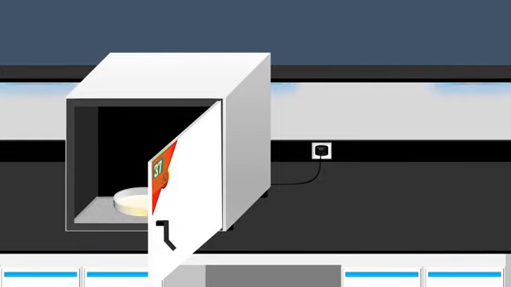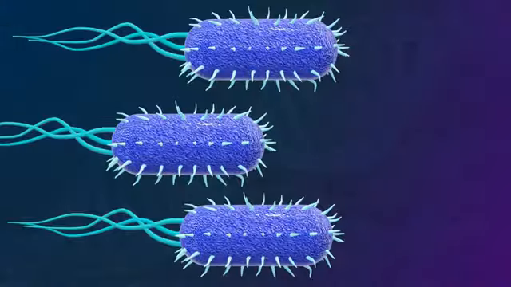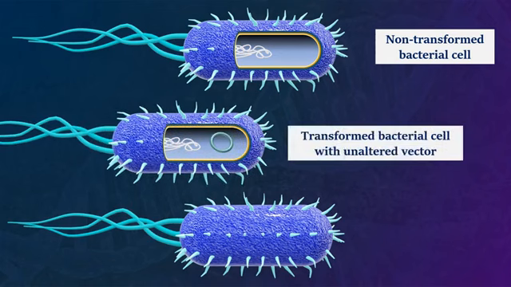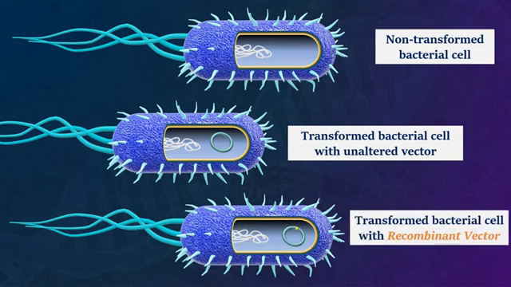Following the cloning process, 3 potential outcomes emerge. Firstly, the bacteria may not incorporate the plasmid, resulting in non-transformed bacterial cells. The second outcome involves transformed bacterial cells with an unaltered vector. Lastly, the third possibility entails transformed bacterial cells with the recombinant vector.